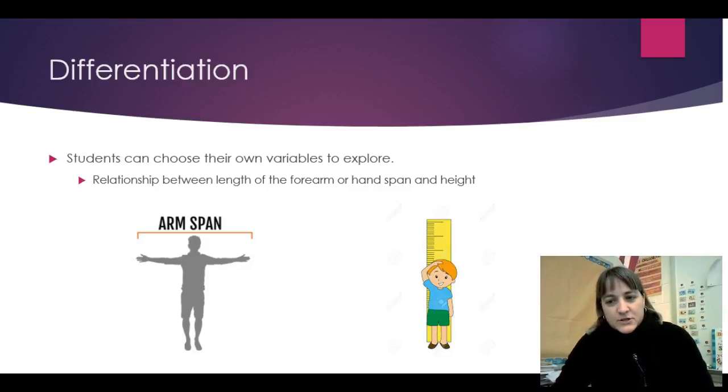I would like to differentiate this activity with my students based on their levels of ability. For many of the students, they will be doing the arm span and height measurements, but some students can go above and beyond and can choose another relationship to study. They could do the length of the forearm or hand span in comparison to the height.